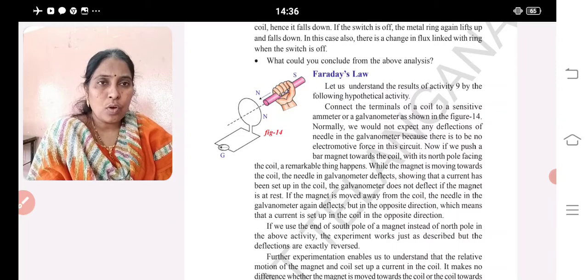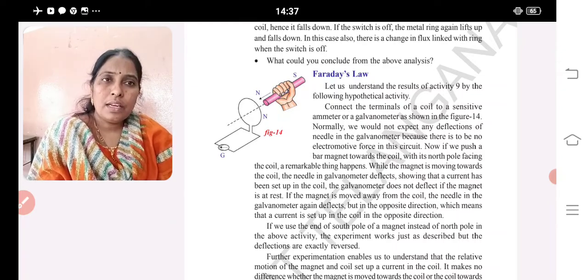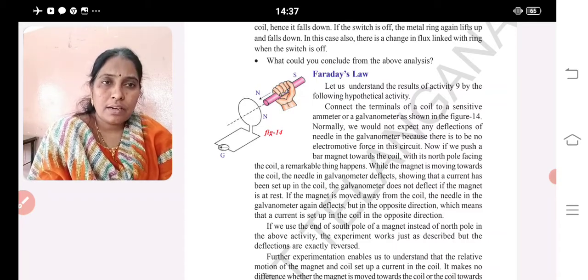Connect the terminals of a coil to a sensitive ammeter or galvanometer, as shown in figure 14. Normally, you should not expect any deflection of the needle in the galvanometer because there is no electromotive force in the circuit. Now, if you push a magnet towards the coil, a remarkable thing happens while the magnet is moving: the needle in the galvanometer deflects, showing that current is set up.